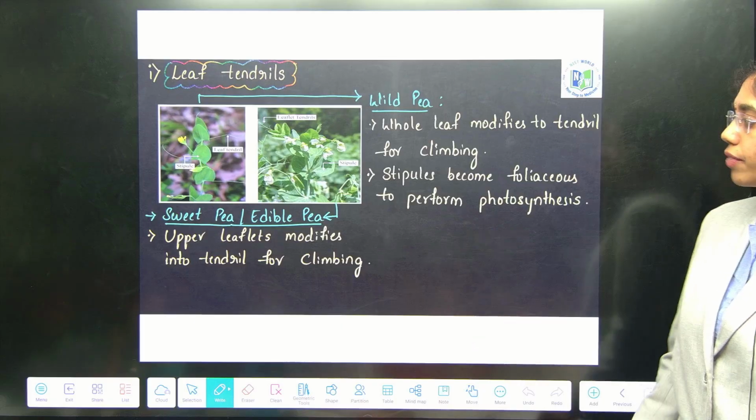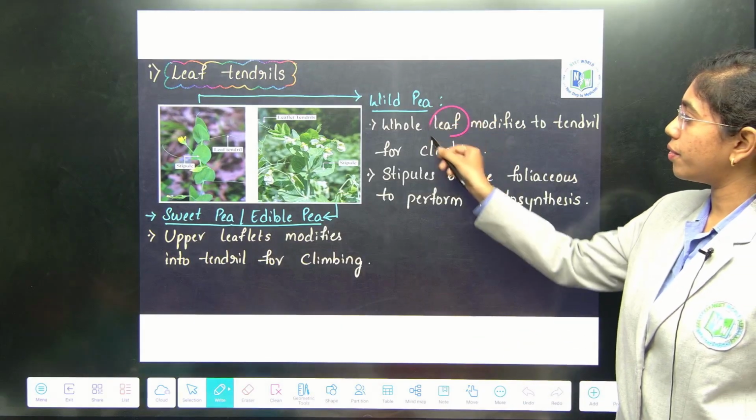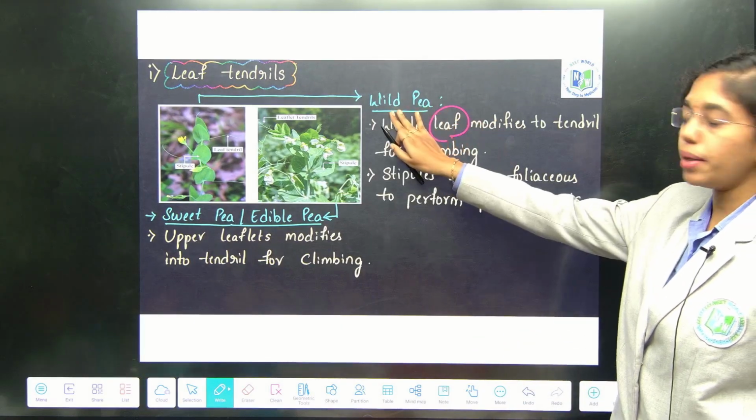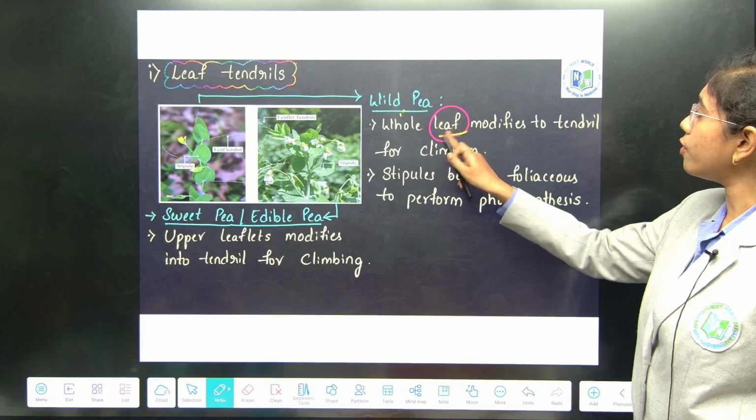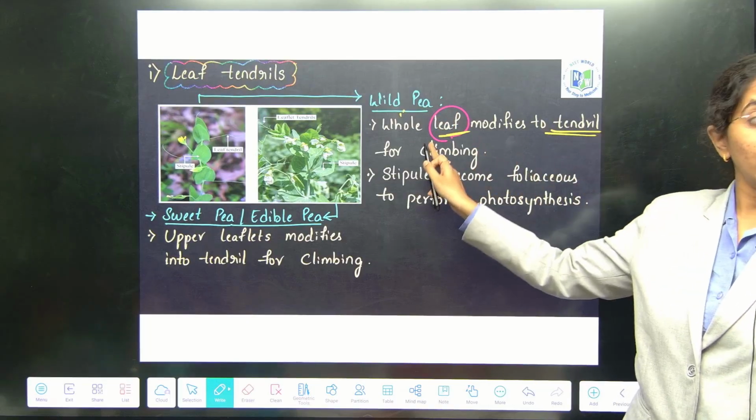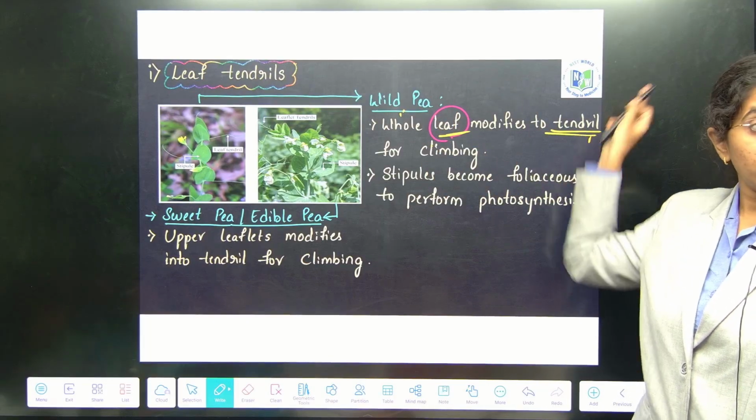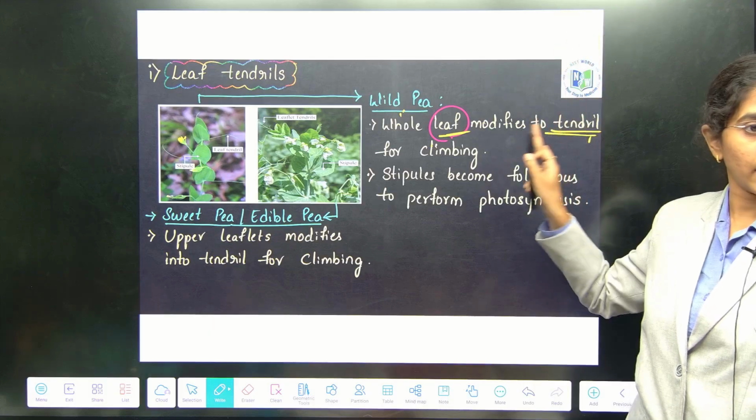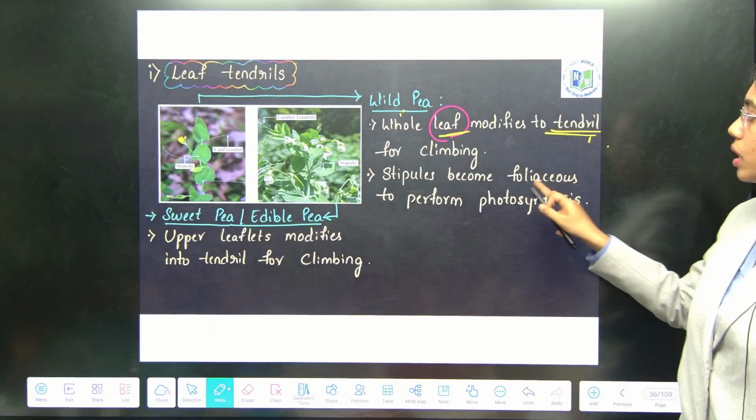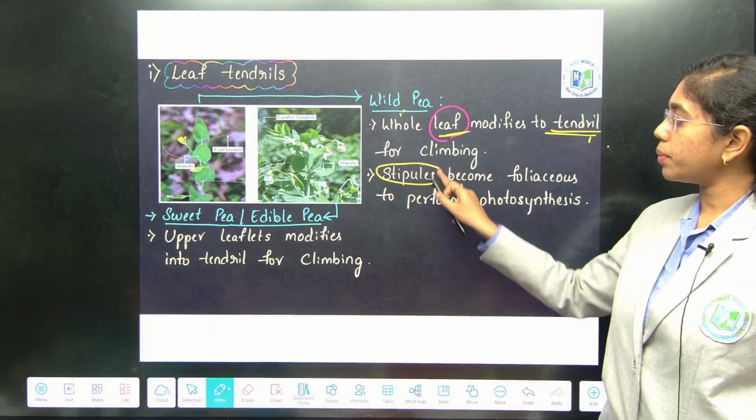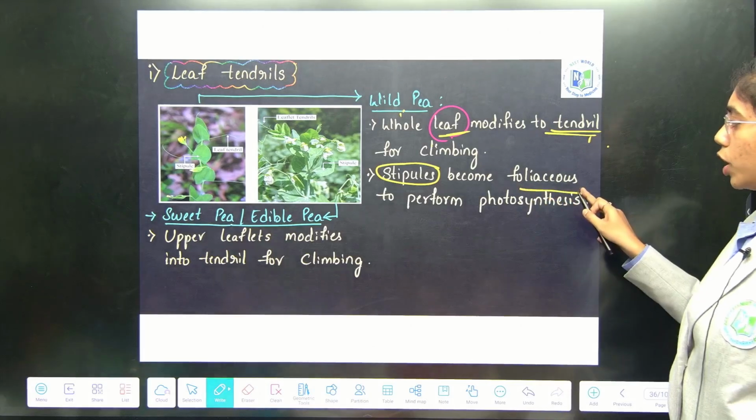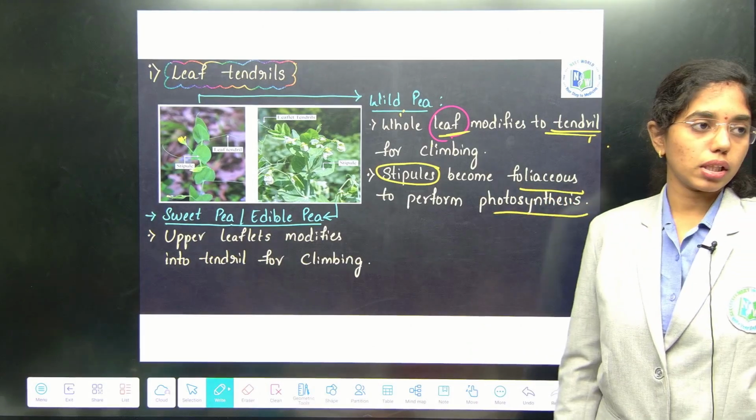Here in leaf tendril, the upper leaf, for example, wild pea, the whole leaf is modified to a tendril. In stem tendril, the bud is modified to tendril. Here the leaf is modified to tendril. What is the modification of stipules? Stipules become foliaceous and they perform photosynthesis.